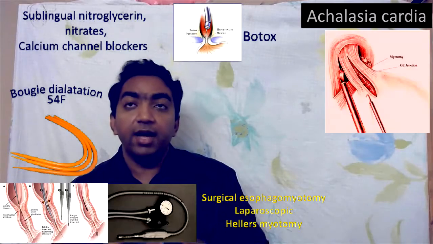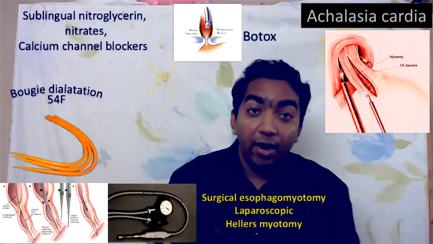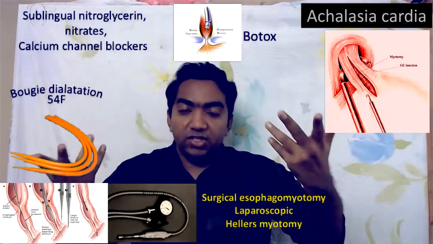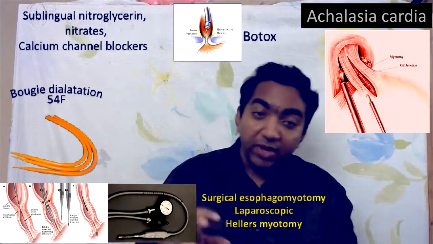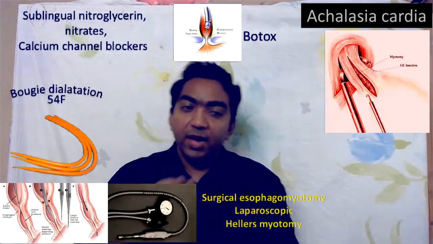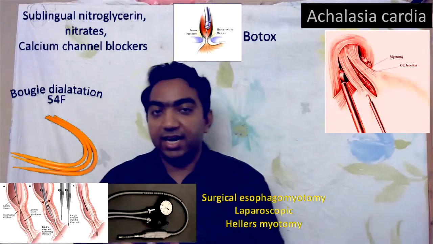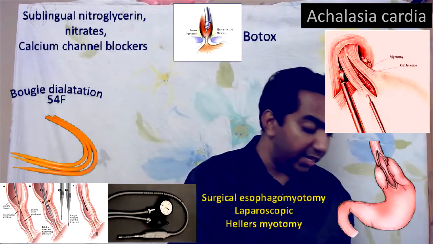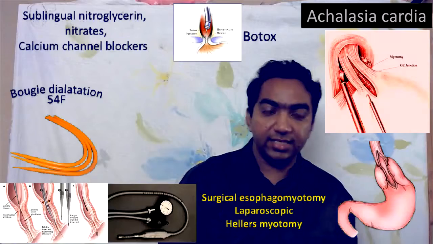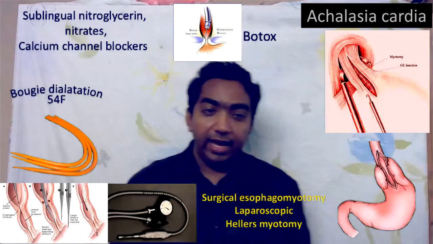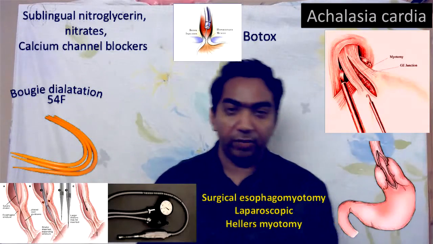So what happens after the surgery? The patient can have gastroesophageal reflux disease. In order to prevent this gastroesophageal reflux disease, many a times a fundoplication is done along with it. You can see in this picture a Toupet fundoplication is done after laparoscopic Heller's myotomy.